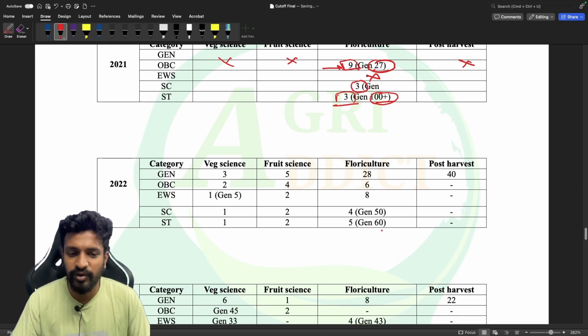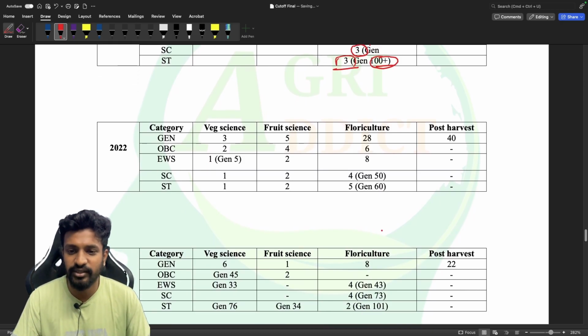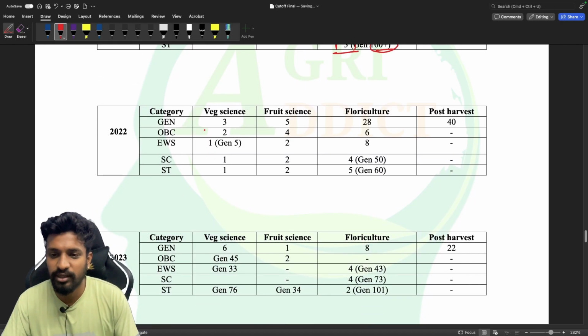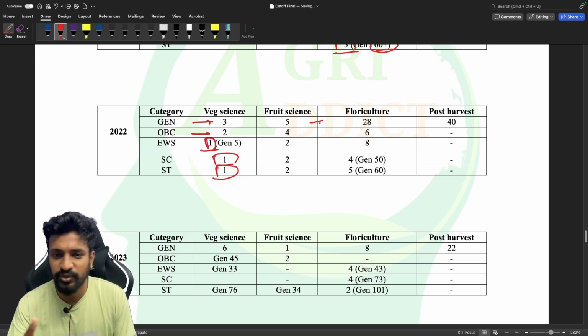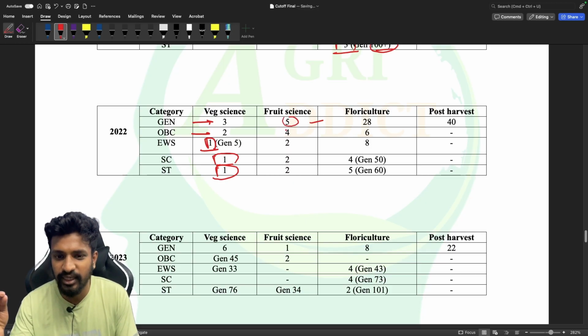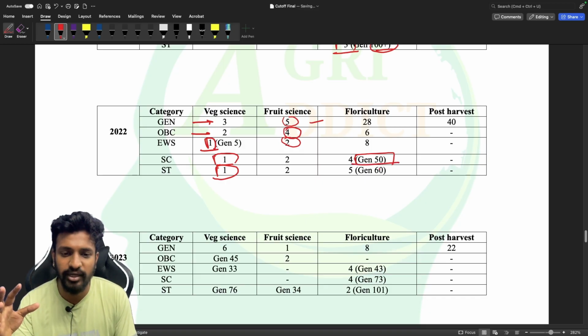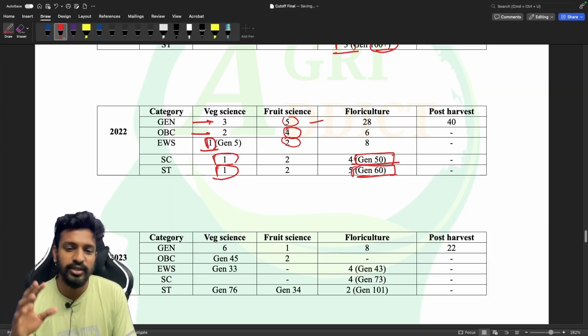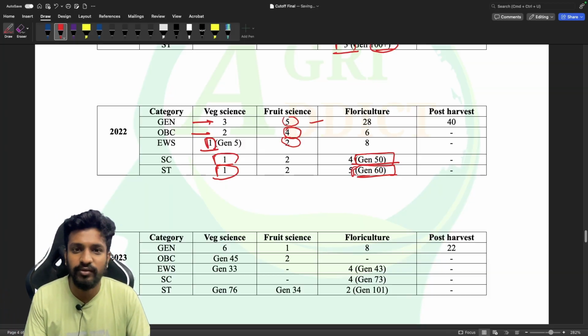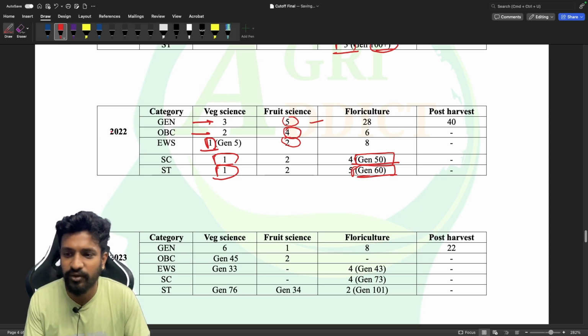And for 2022, we were able to fetch the rank details for the different subjects. For departments like general, it was 3, OBC it was 2, EWS it was 1, SC 1 and ST 1. And this is similar for the other subjects. You can see the complete details here. These are the category ranks. If there are any general ranks available, they are mentioned in the bracket, so do not get confused. The single numbers are the category ranks, and in the bracket we have mentioned the general rank wherever we have received the information. So this is for the year 2022.